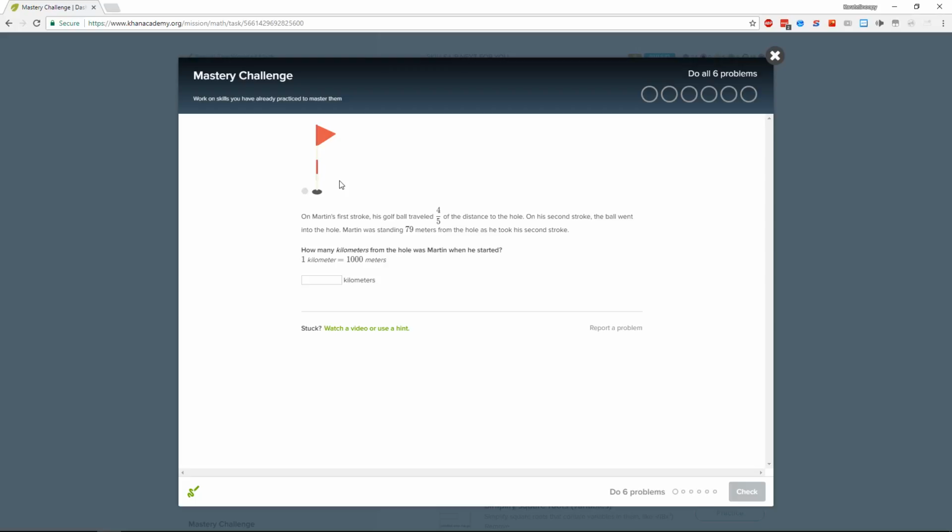On the first stroke, his golf ball traveled 4/5 of the distance of the hole. On the second stroke, the ball went into the hole. He was standing 79 meters from the hole when he took his second stroke. How many kilometers was he when he started?